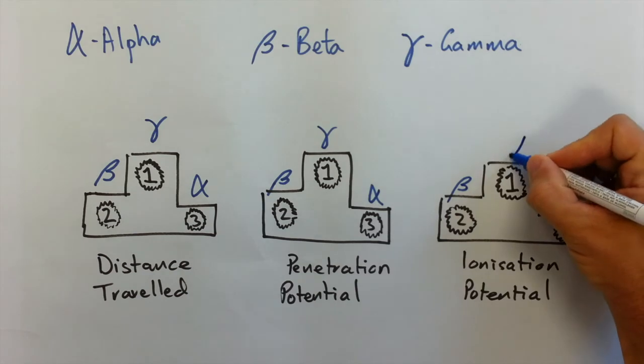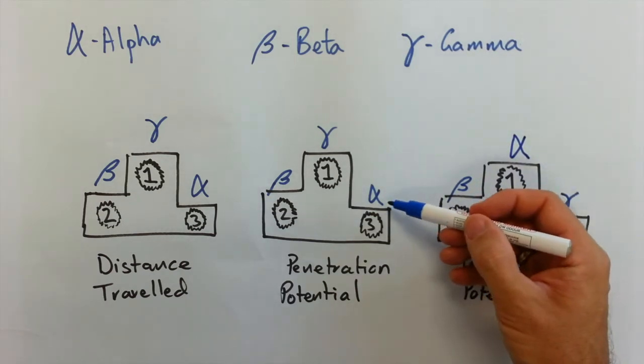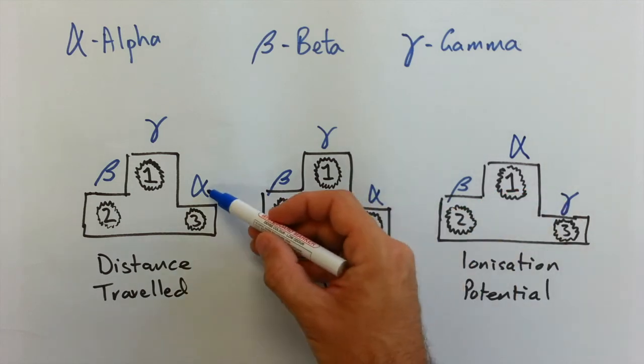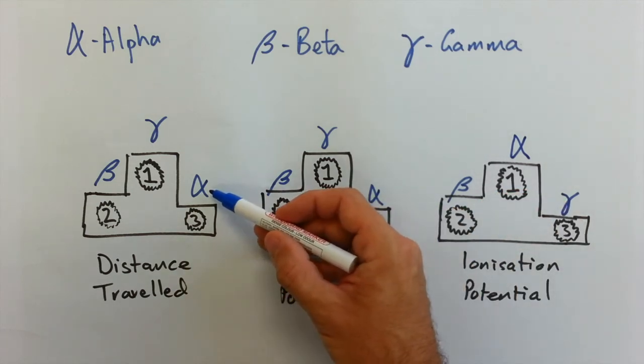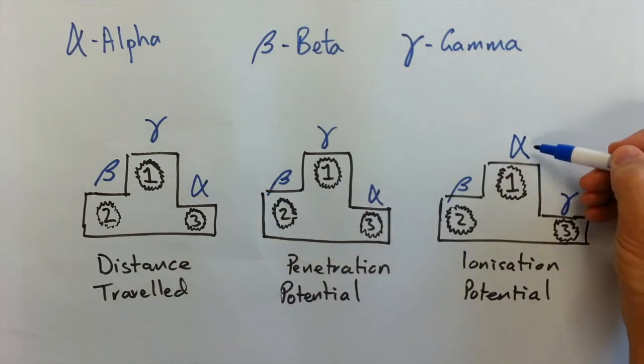Alpha. Now, alpha doesn't penetrate very far. It gets stopped by your clothes. It doesn't travel very far, so you've only got to go a few metres away from the source, and you're safe. But should something happen, and maybe you swallow it by mistake, maybe it's in some food, maybe someone's poisoned your food or something, if you were to swallow the alpha radiation, or it to get inside your body, it has a huge ionisation potential. It's likely to cause you significant damage.